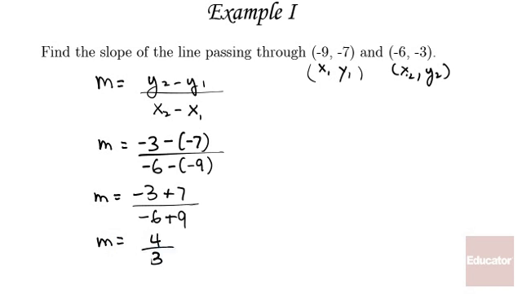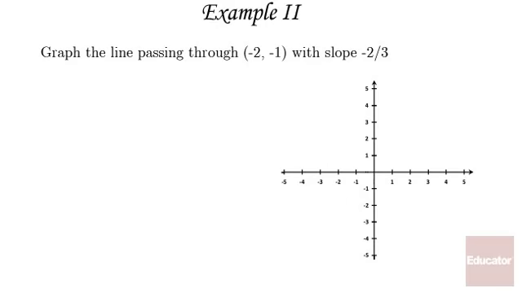And that gives me 4/3. So the slope of the line passing through these points is 4/3, just using my slope formula. Okay, example 2. Graph the line passing through the point -2, -1 with a slope of -2/3.